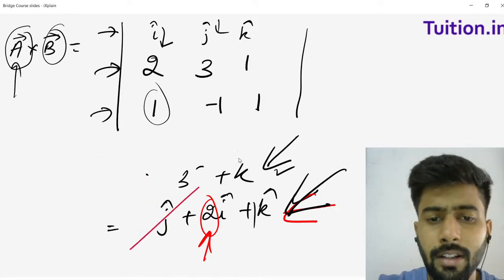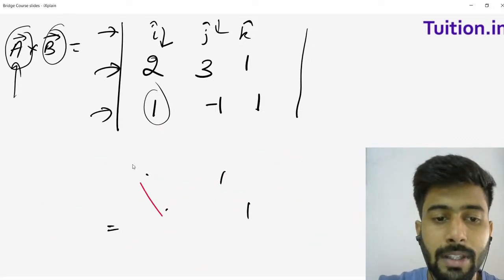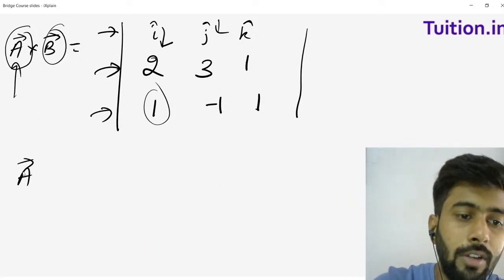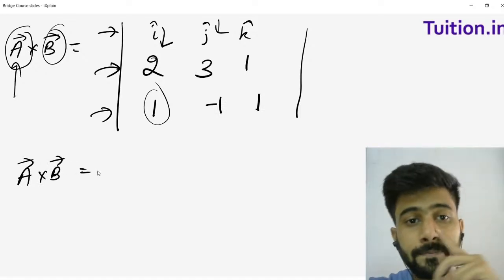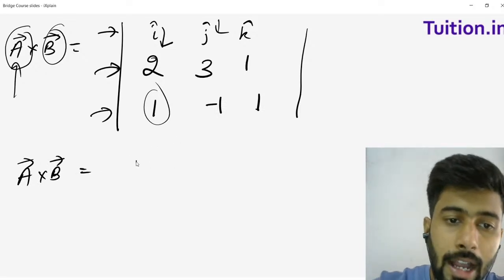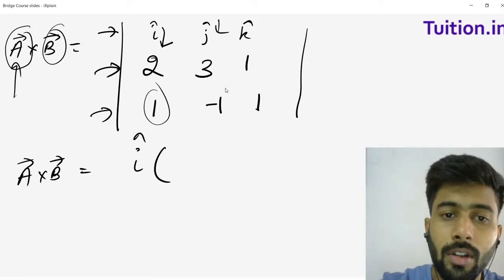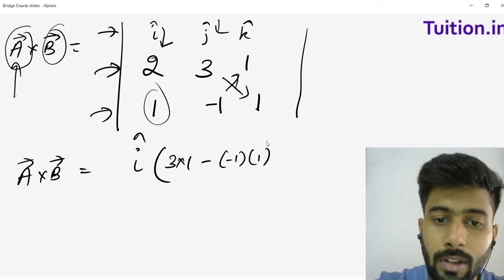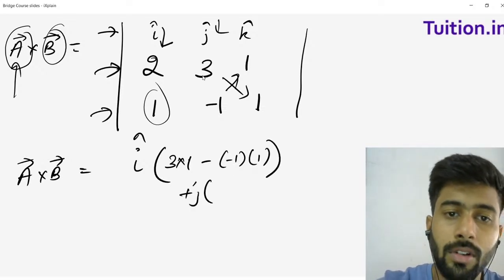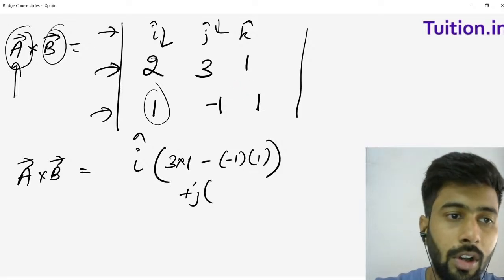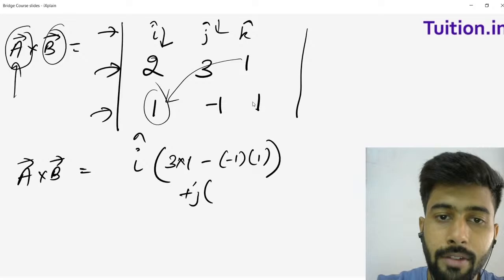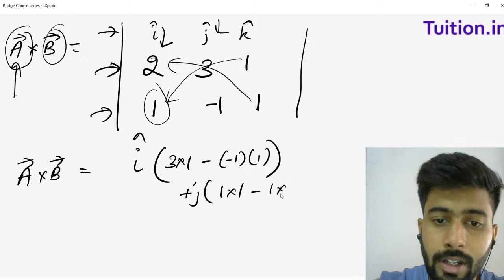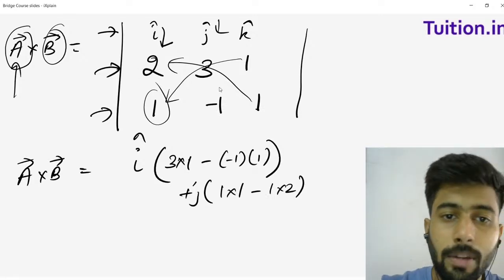Now since your matrix is ready, you can just use the determinant method, or basically find the determinant of this matrix, and that is your A cross B vector. How will you find the determinant? i cap into cross multiplication, 3 into 1 minus 1 into 1, plus j cap into, this time you will have to do cross multiplication from 1 to 1 and 1 to 2, right? So 1 into 1 minus 1 into 2.